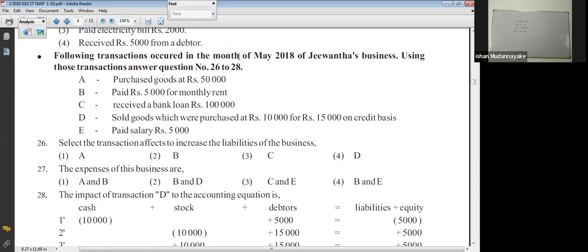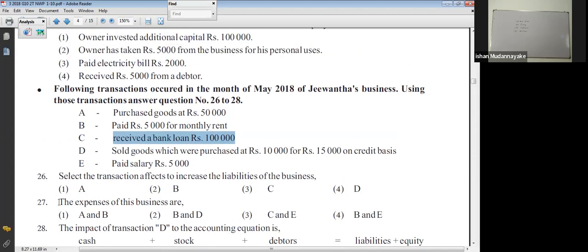The following transactions occurred in the month of May 2018 in Jivanta's business. Using those transactions, answer questions 26 to 28. Select the transaction that affects to increase the liabilities of the business. The answer is the third one. Yes, Rushda correct, Yasindu correct, Sanjali correct. Third one: received a bank loan of 100,000. Asset increase, liability increase.